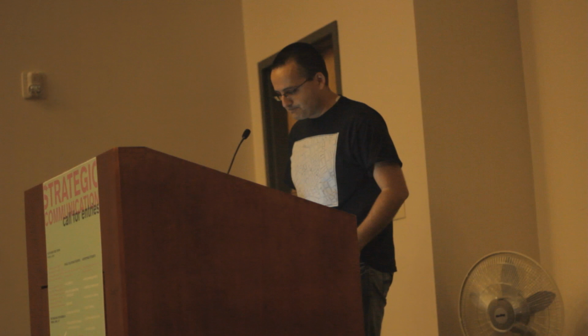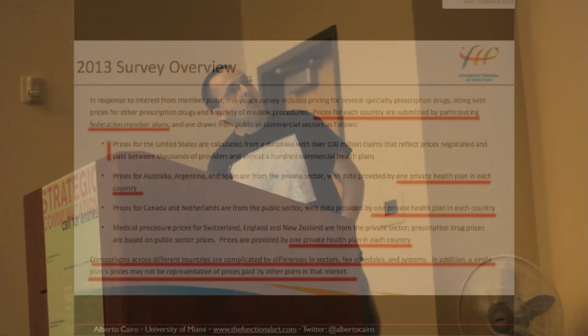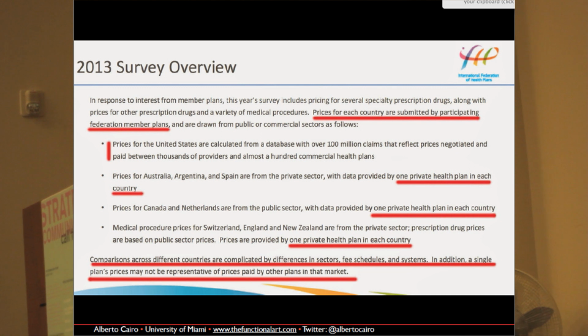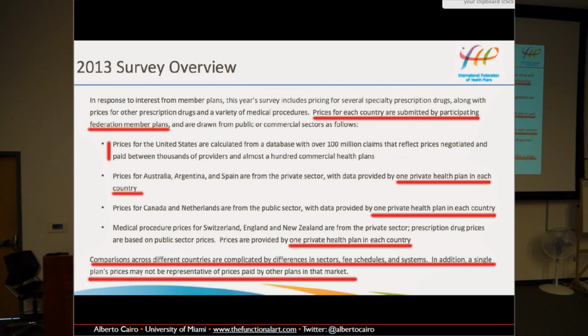Their main source is this organization over here. I cannot really read that. I don't remember the name of the organization, but you can read it. I'm not seeing the screen. Anyway, I went to their source, and I saw the report that Vox.com used to create those infographics. As you can see, it says it's the International Federation of Health Plans. And in that report, they say very interesting things about the data. They say, for instance, that prices for each country are submitted by participating federation member plans.